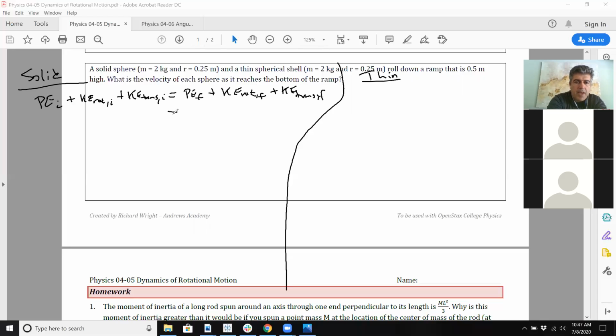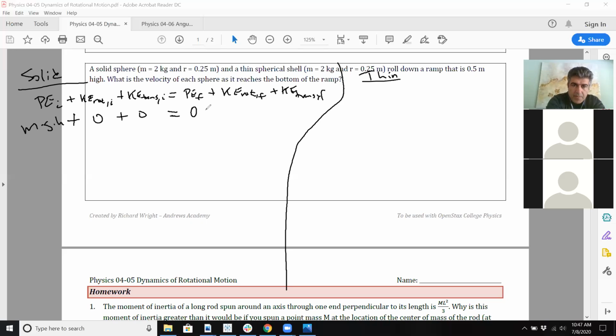Now right off the bat, I know this is going to be 0 because now you're at the bottom of the ramp. So you have no more potential energy. So that makes my life a little bit easier. Also, I know that these are going to be 0 because right now there's no motion, right? And I do know that this is MGH. We've talked about this many times.